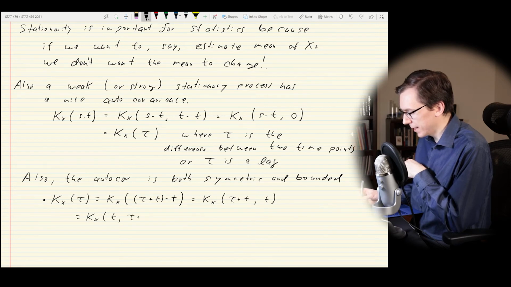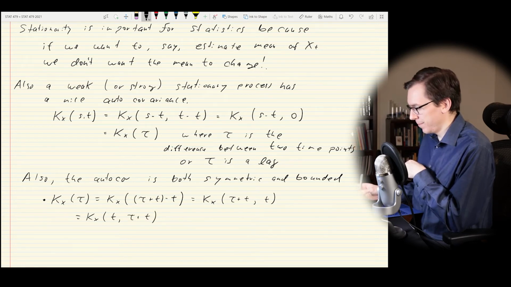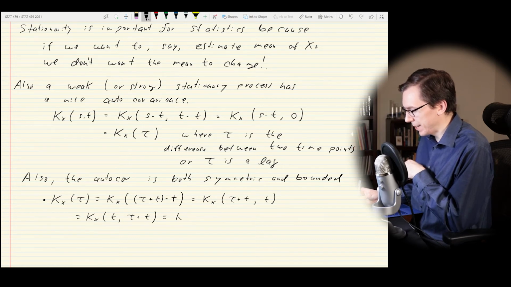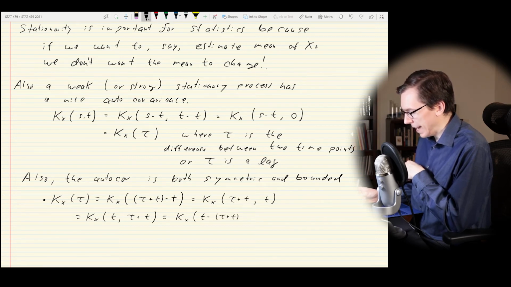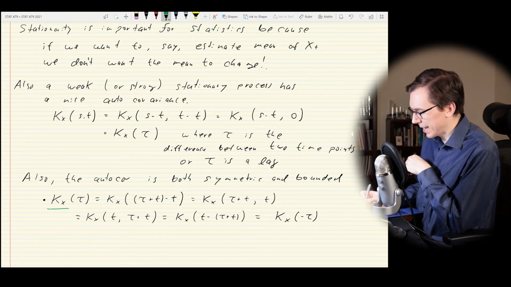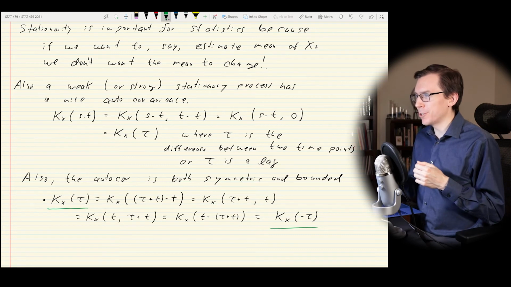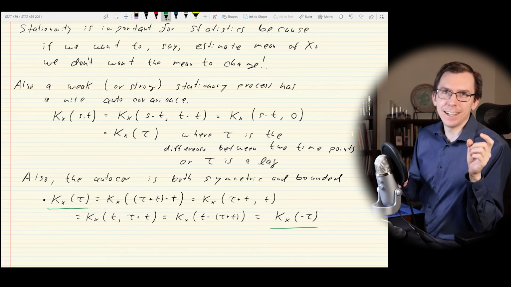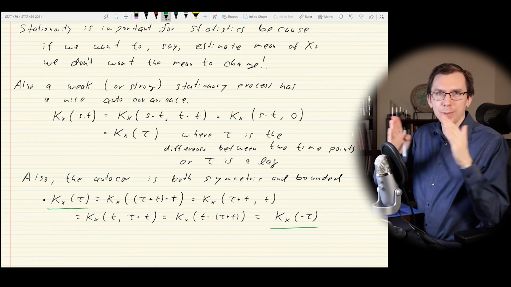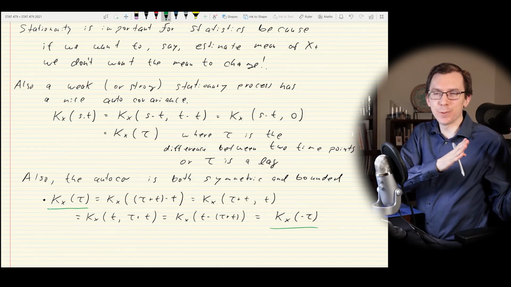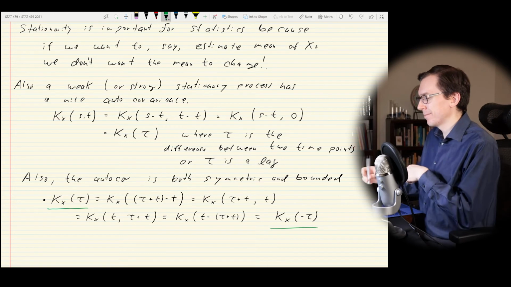If we flip the order using the symmetry of the autocovariance, we get something that looks like this. And then if we cram it back together using the definition of stationarity, we get t minus tau plus t. And what this means is that we have a minus tau. Cool. So here we have that the autocovariance is symmetric about 0, in the sense that the autocovariance at a positive lag is going to equal the same value as it would at the equivalent negative lag.